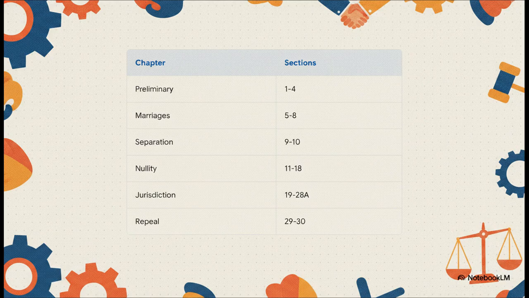Then we move into the heavy hitters. Chapter 3 for restitution and judicial separations, sections 9 and 10, and Chapter 4 for nullity of marriage and divorce, sections 11 through 18. Finally, Chapter 5 covers jurisdiction and procedure, sections 19 to 28A, and Chapter 6 wraps the whole shebang up with savings and repeal in sections 29 and 30. Memorize this framework, and you'll always know exactly where a specific legal concept lives.